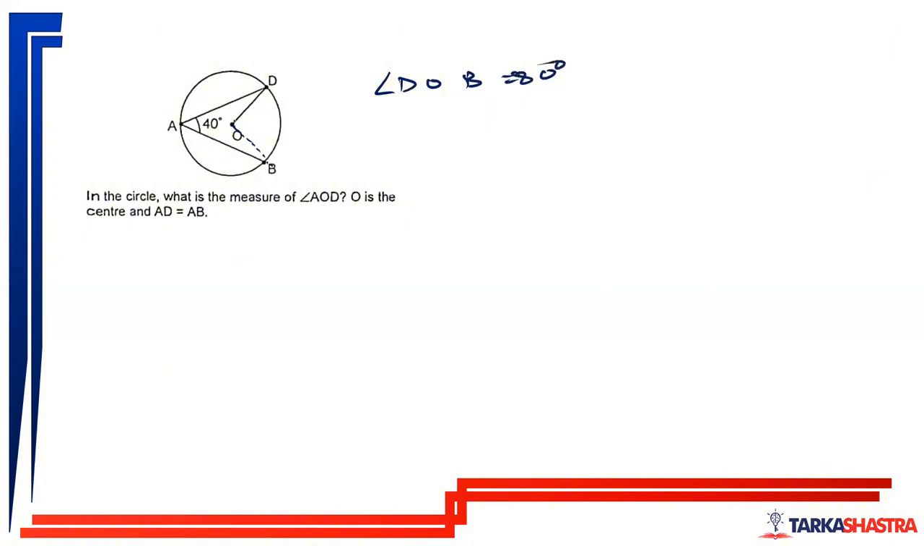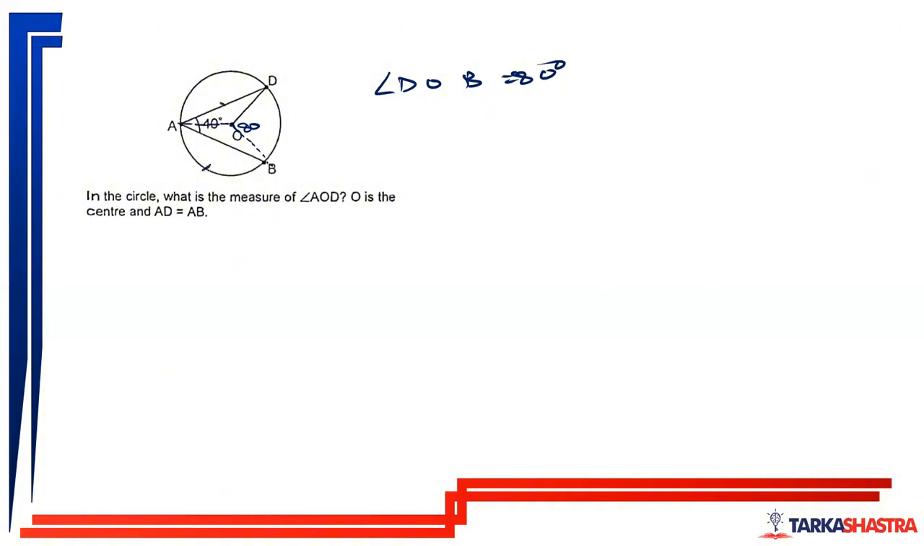Why? Because the central angle is always greater than the angle made by an arc on any other part of the circle. Yes or no? The central angle will always be double the angle made by an arc on any other part of the circle. Now just join this. Okay, now let's join this.